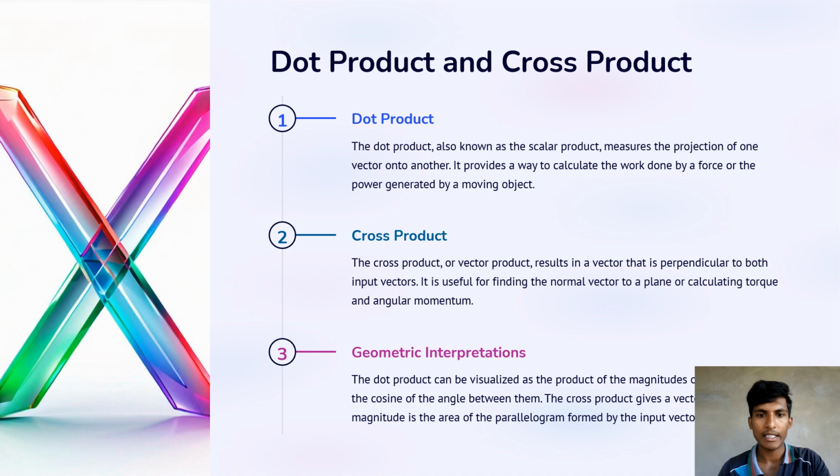Geometric interpretations. The dot product can be visualized as the product of the magnitudes and the cosine of the angle between them. The cross product gives a vector whose magnitude is the area of the parallelogram formed by the input vectors.